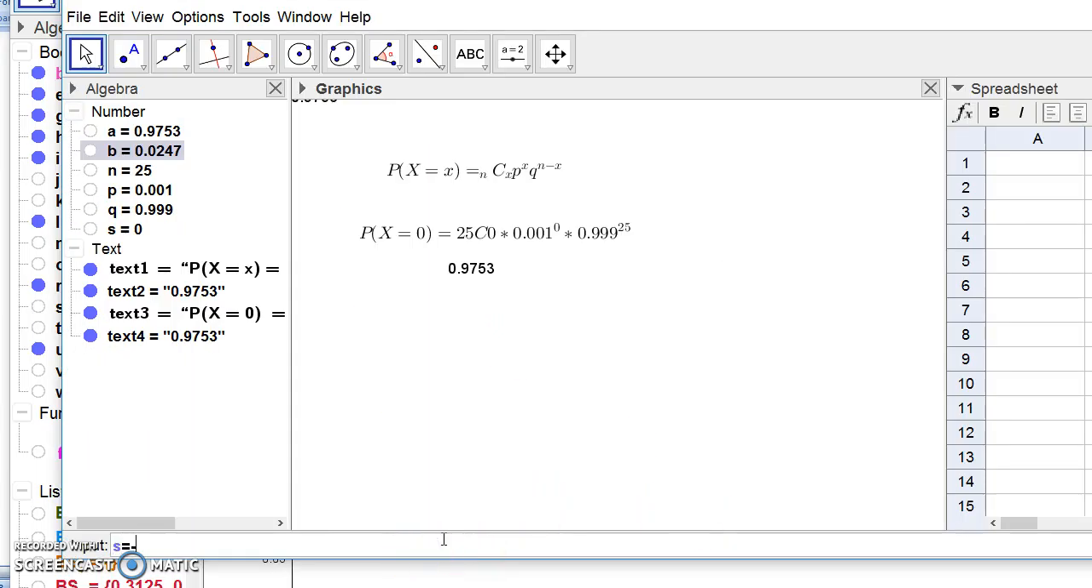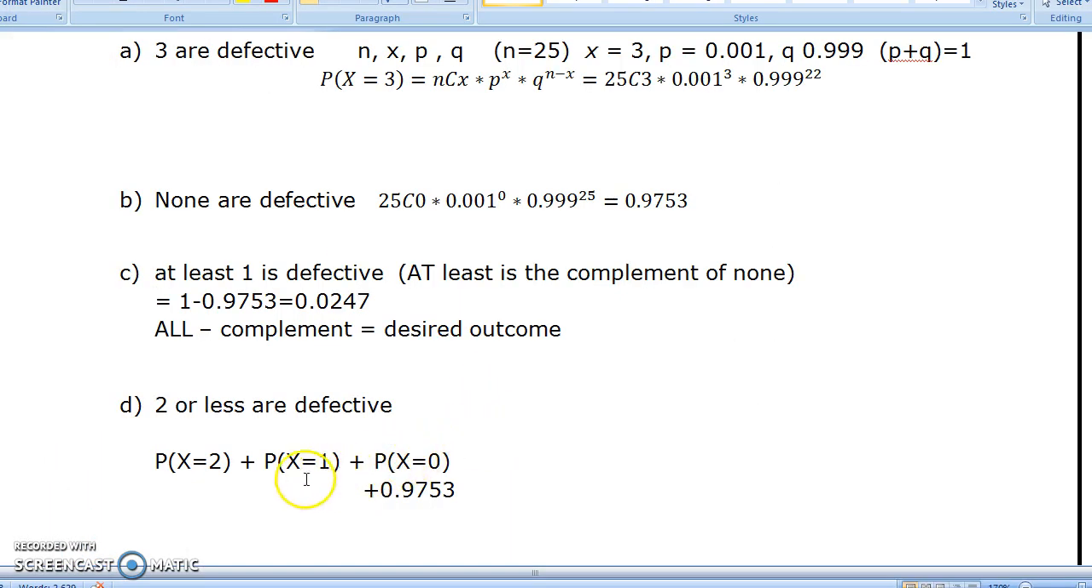If we use all our exact same equation but change s to equal 1, we have x equals 1. Okay, 25 choose 1, 0.001 to the 1, 0.999 to the 24. Okay, that should make sense to us. We're just using the formula, same formula as before. And we arrive at a 2.44% chance. Okay, 0.0244 chance is that one item is defective.